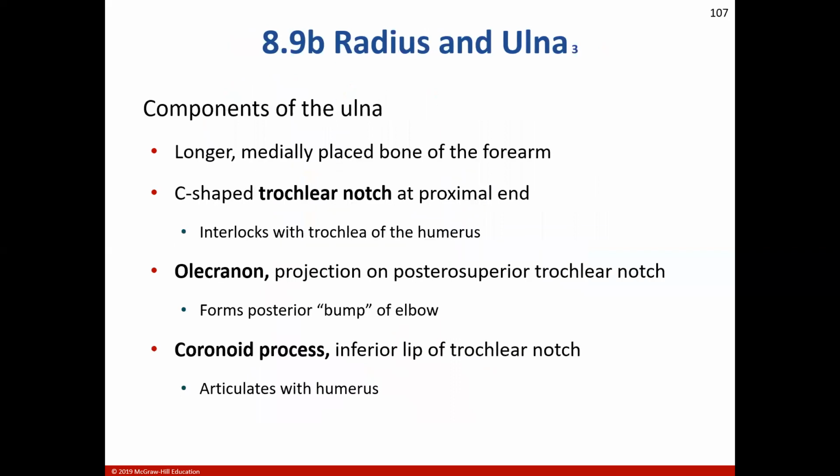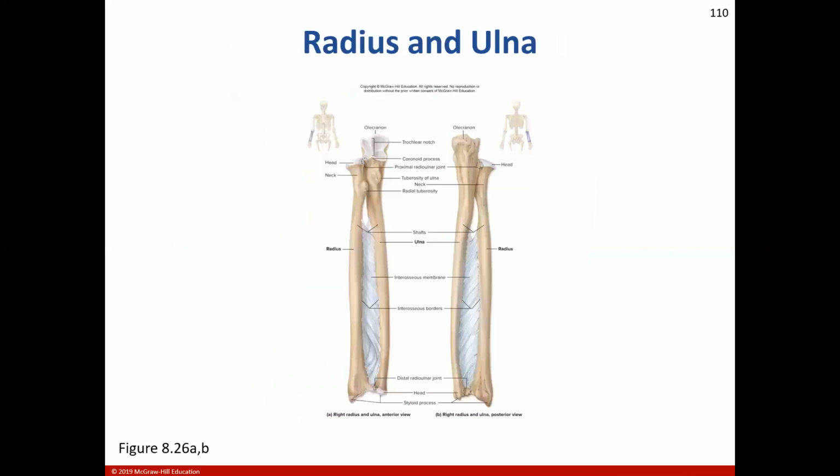Let me get right to it, the radius and ulna. They put them together for a reason, because at least you can see how they articulate, and it kind of makes sense where the markings are. This is the right arm. This is anterior, this is posterior. Notice posterior, the olecranon process is the back of the proximal ulna. You can see it there too.